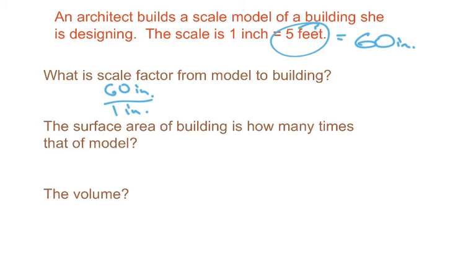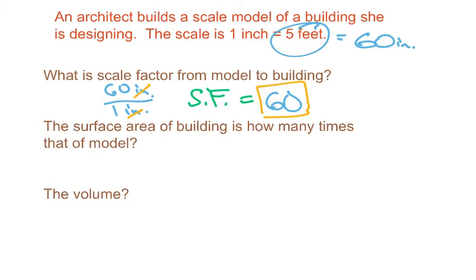And so what I want to think about is, okay, from the model to the building, the scale factor is how much am I multiplying? And then clearly, this kind of cancels out so that I have a scale factor of, you guessed it, 60. Now we're going to use that scale factor because what we've been seeing lately is how scale factor affects things like perimeter. It doesn't. Area? It does. And volume? It does even more.